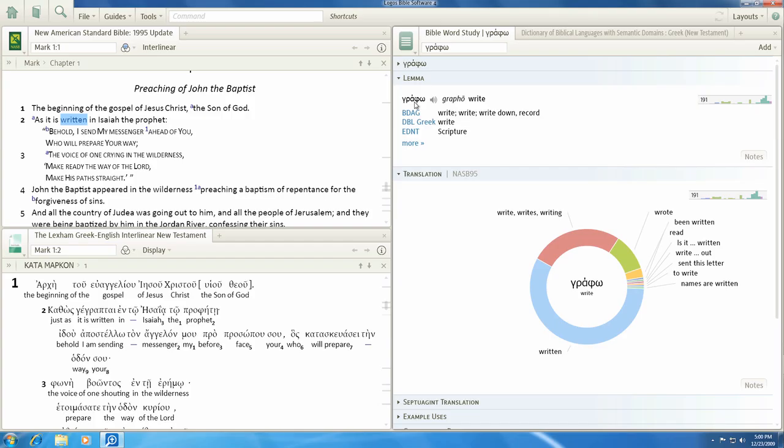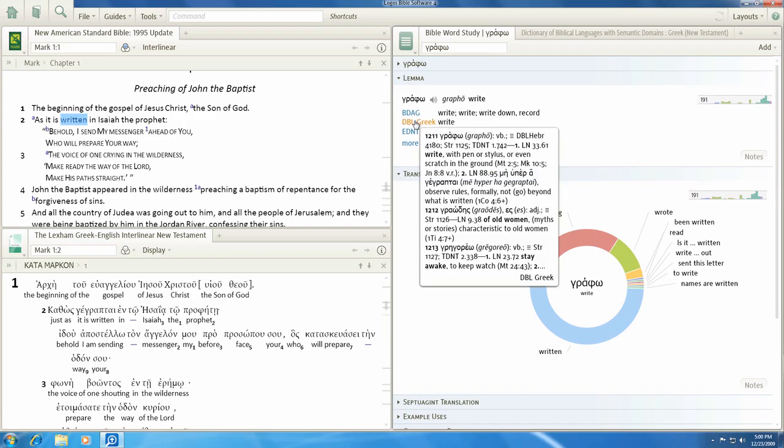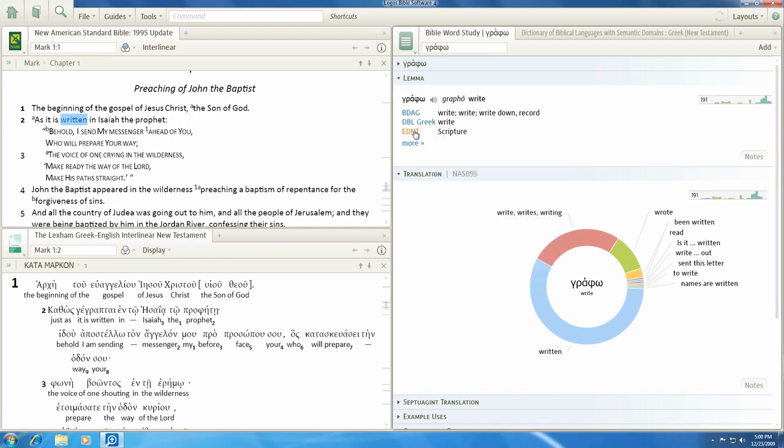Whereas before we looked up each word individually by the right-click menu, launching a Bible Word Study gives you links to each one of the dictionaries so that you don't have to go through that step over and over. You float over it, and it takes you right to the article. You can see there the lemma form. These are just previews of the different articles.